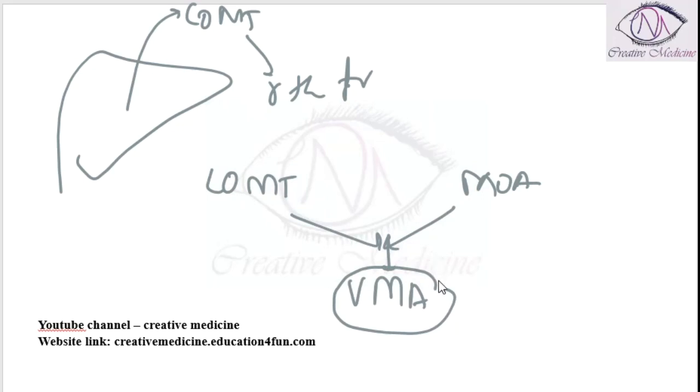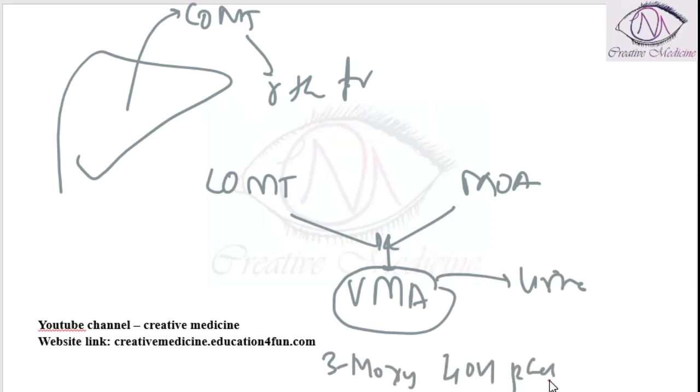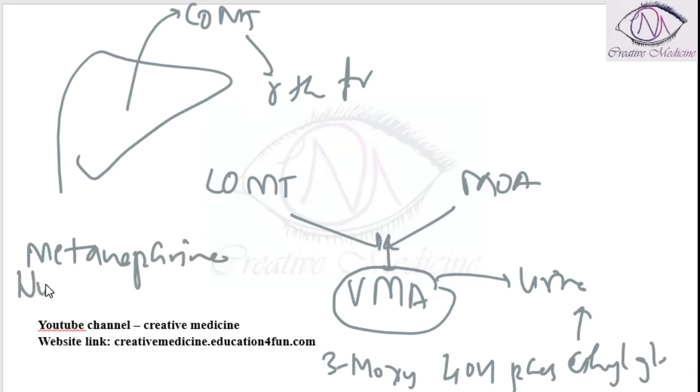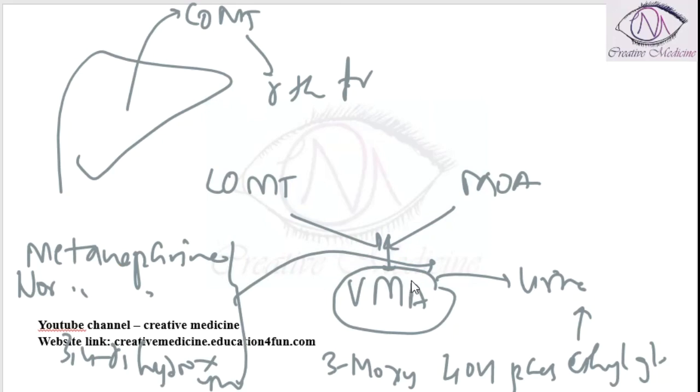This vanillyl mandelic acid is excreted in the urine along with some other substances like 3-methoxy 4-hydroxy phenyl ethylene glycol. Along with this, metanephrines, normetanephrines and 3,4-dihydroxy mandelic acid are also excreted in the urine. These metabolites are mostly conjugated with glucuronic acid or sulfate before excretion into the urine. Thus, these metabolic steps do not play an important role in termination of the action.